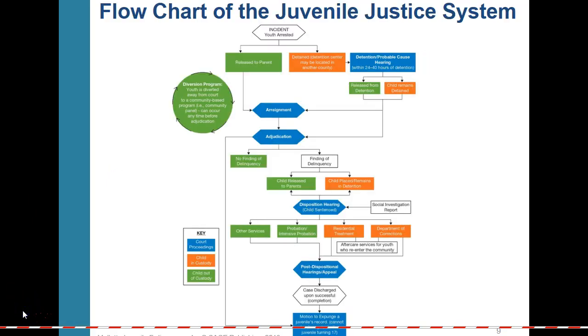This is the flow chart of the juvenile justice system, and I'm not going to go through this. You can look through this, and I strongly recommend you do. Also, within this PowerPoint, I will upload my note pages for the lecture, but if you look down when you're reviewing your PowerPoint, I have many of my notes already down in the notes section of each slide.